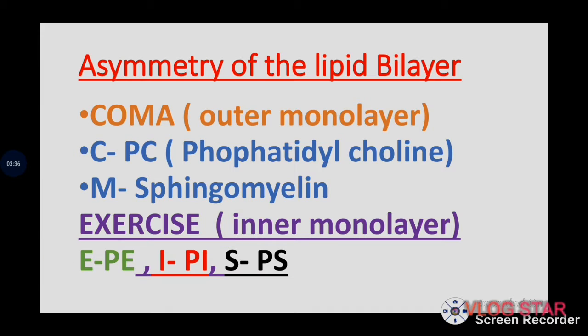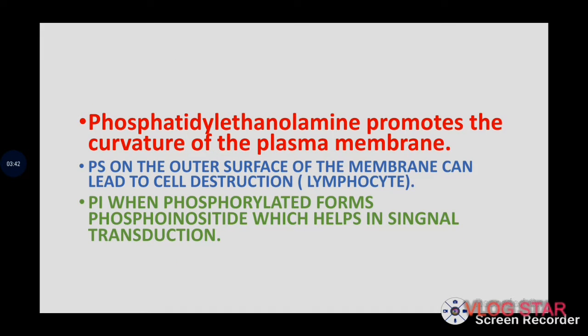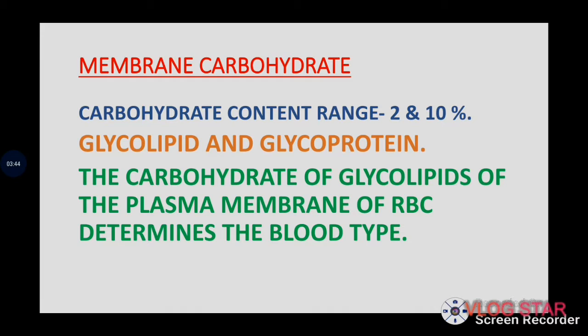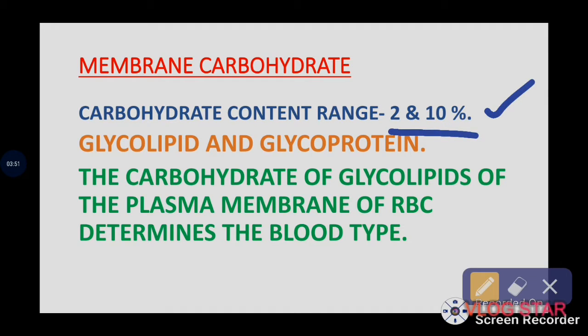So now, as we have discussed the asymmetry of the lipid bilayer and the various types of phospholipids present in it, we will be discussing the membrane carbohydrates. Membrane carbohydrate content is 2 to 10%. So 2 to 10% of the membrane is carbohydrate. And we will be talking about glycolipid and glycoprotein. Here glyco means carbohydrate.